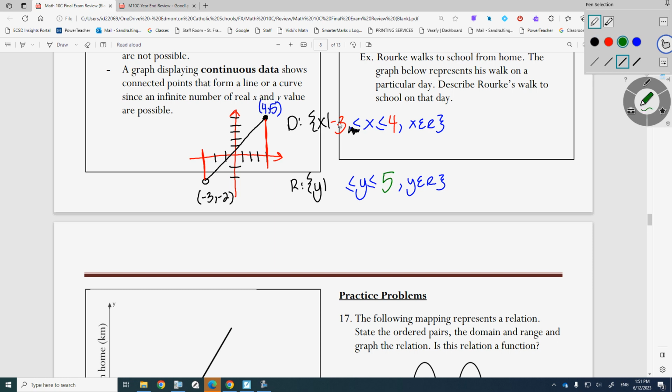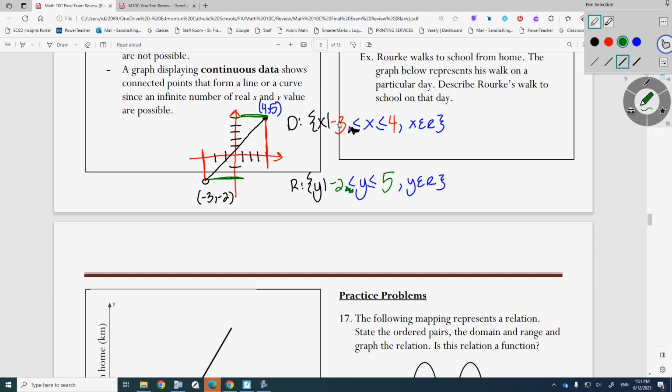Sophie, what's my biggest y value? 5. Do you want the equal to stay or go? Stay. And Reid, what's my smallest y value? -2 would be my smallest. Stay or go for the equal sign? Go. I'd erase that one.